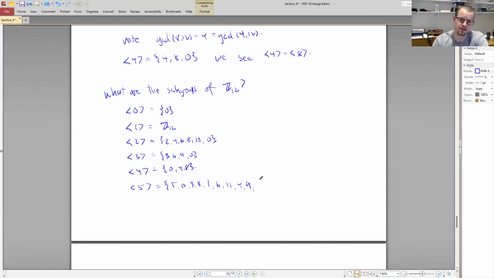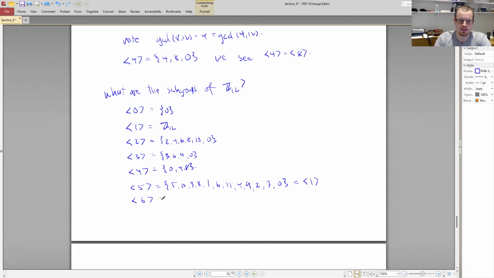9 plus 5 is 14, which is 2 mod 12. 2 plus 5 is 7. 7 plus 5 is 12, which is 0. 0 plus 5 again gets us back to 5. So we do see that that's 1, 2, 3, 4, 5, 6, 7, 8, 9, 10, 11, 12. Right, and we know that that should be everything because this and that have the same greatest common divisor.